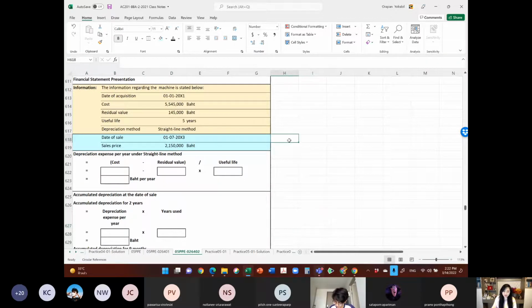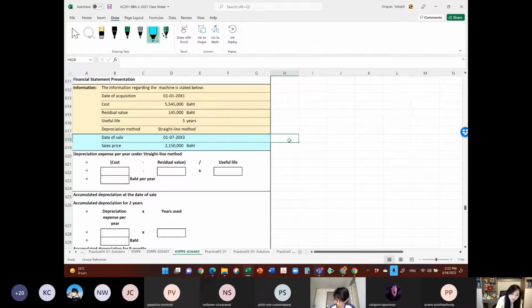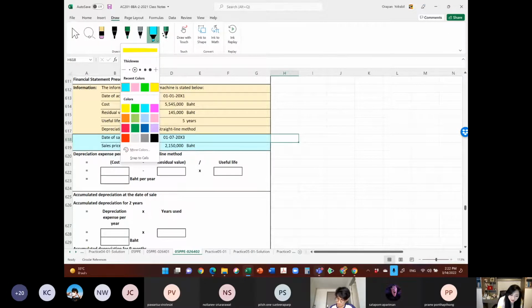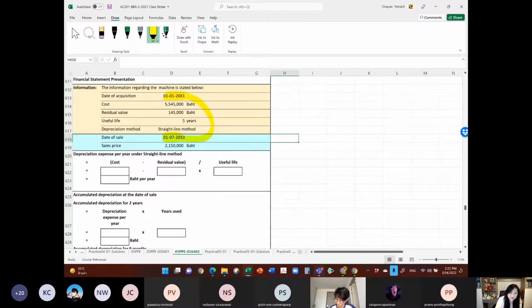So my question would then be, if you look at the date, counting from the day that the company acquired the machine up until the day that the company sold off the machine, how many years and how many months has the company been using this asset for? How many years and how many months? 2 years and 6 months. Okay, so it's going to be 2 years and 6 months.